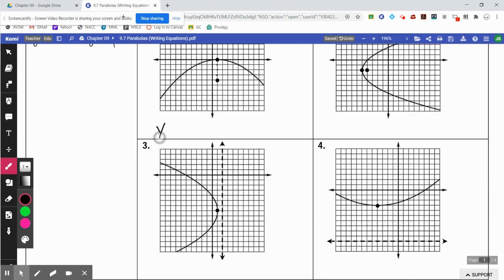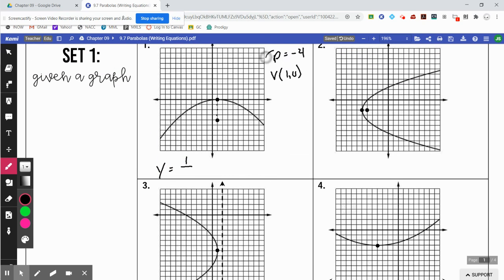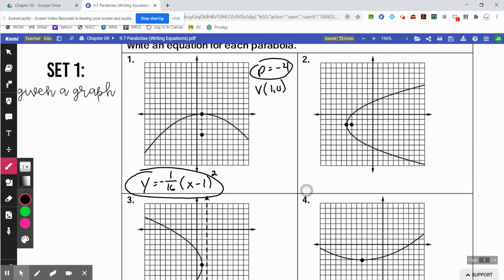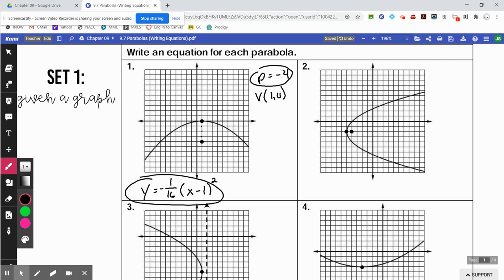So it's going to be y equals 1 over 4p. 4 times negative 4 is negative 16. So therefore, I'm going to put my negative out front. And then you have x minus your h value, how far left or right it moved. And it got moved to the right 1. And then it got moved up 0. So therefore, there's your equation. And I did forget my square there. It has to be squared in order to be a parabola. So there's my equation.